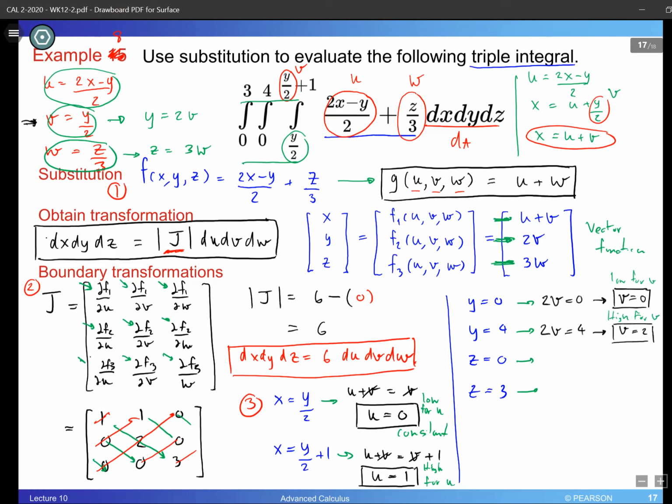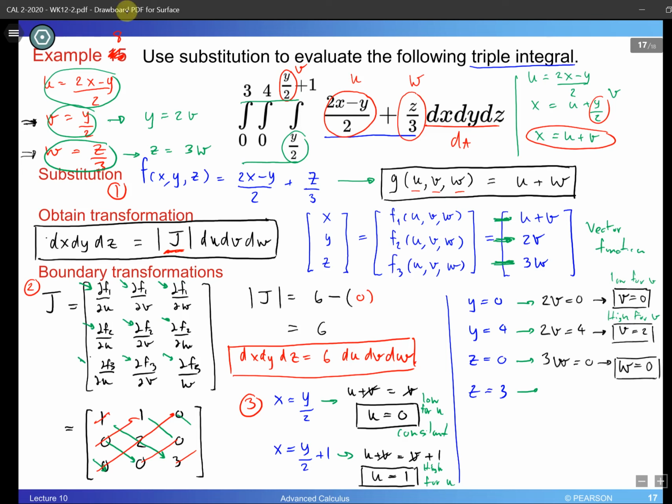Okay, let's move to the last two. So here we have z equal to 0. So z equal to 3w. Let's put that into this equation. Z equal to 3w, and it's supposed to be equal to 0. So in the end, we have w equal to 0 for the next boundary.